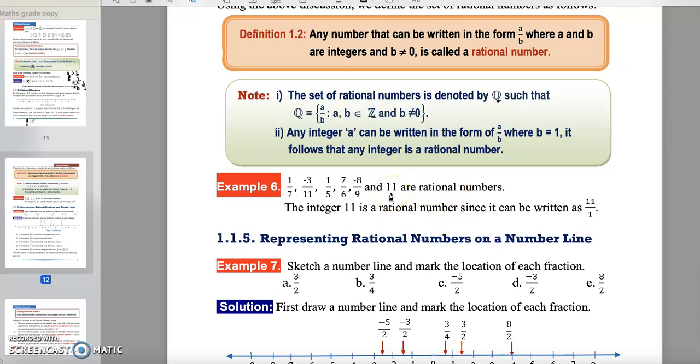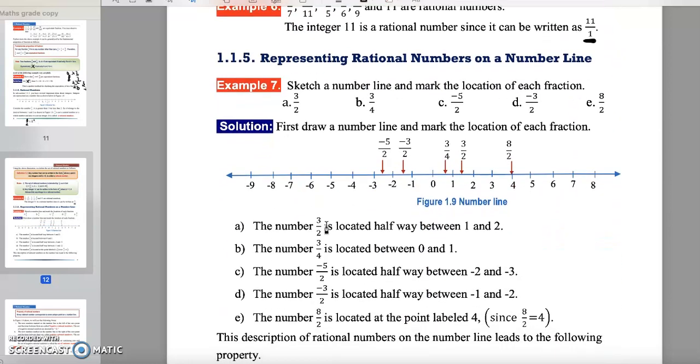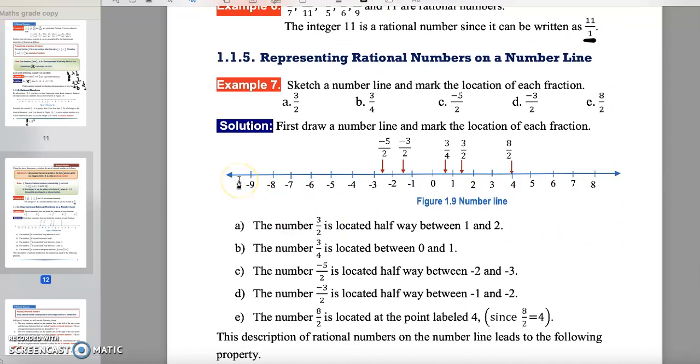Because now, for example, let's take 11. Seen like this, it is an integer, right? So we can take this integer and change it to a rational number. 11 can be written in the form 11 over 1. There is no difference between these two. So we can make any integer a rational number. So any integer is a rational number. So 1 over 7, minus 3 over 11, anything written in the form a over b is a rational number. I'm sorry. And as we go on, we're going to learn how to represent rational numbers on the number line.